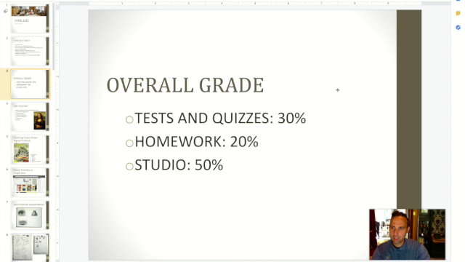Overall grade in fine art is the same as any other class. It's split into an 80-20% of the class is homework no matter what. It gets averaged to 20%. In this class, about half of the work is studio, 30% are tests and quizzes, especially true now with the online element of this course.